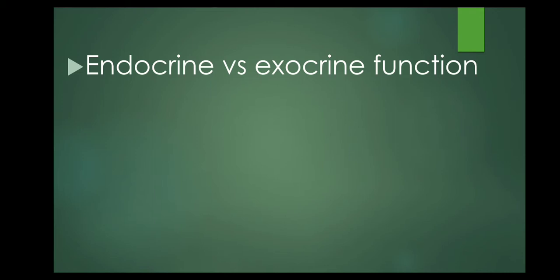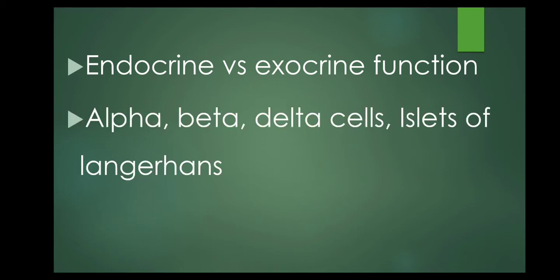So for that you need to remember the cells of the pancreas, mainly alpha, beta, and delta cells. Alpha cells produce glucagon, beta cells produce insulin, and delta cells produce somatostatin. This somatostatin regulates the other hormones of the pancreas. And there is another somatostatin that is related to, which one? I hope you remember, that is the hypothalamus. That's a different thing.